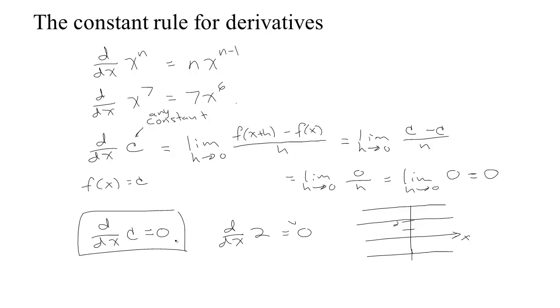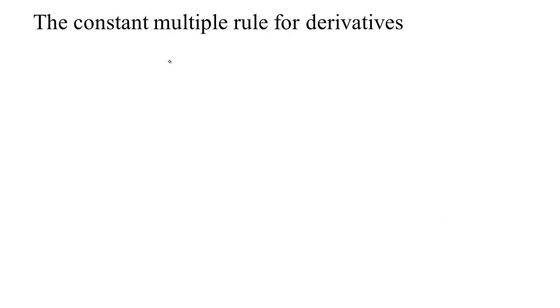Let's get some more rules. Here's our constant multiple rule. Suppose that you want to take the derivative of some constant times a function that you probably already know how to take the derivative of. Well, you could fall back on the definition of the derivative and consider this case in sort of the abstract situation where the constant isn't specified and the function isn't specified.